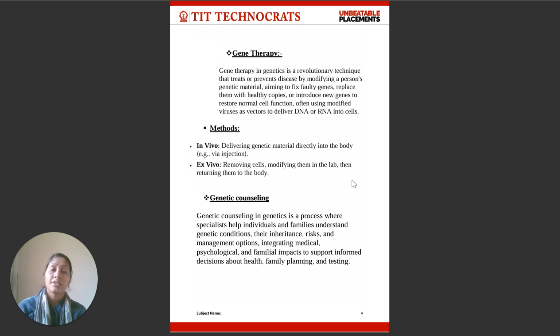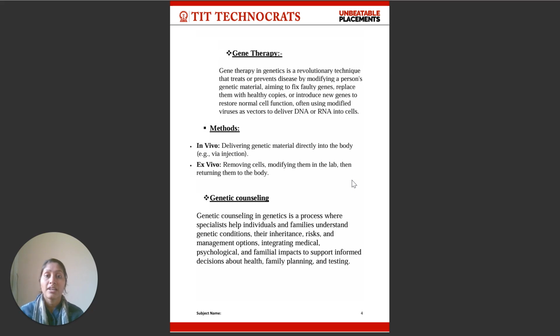Then methods. There are two types of methods, in vivo and ex vivo. In vivo, delivering genetic material directly into the body. Example, by injection. Then ex vivo, removing cells, modifying them in the lab, then returning them to the body.